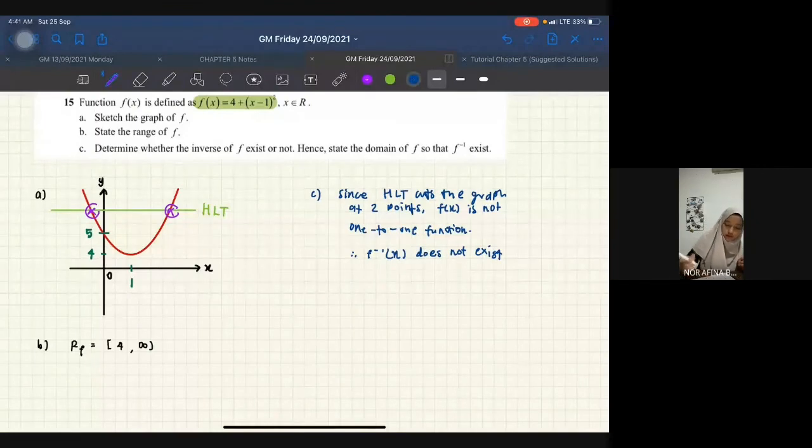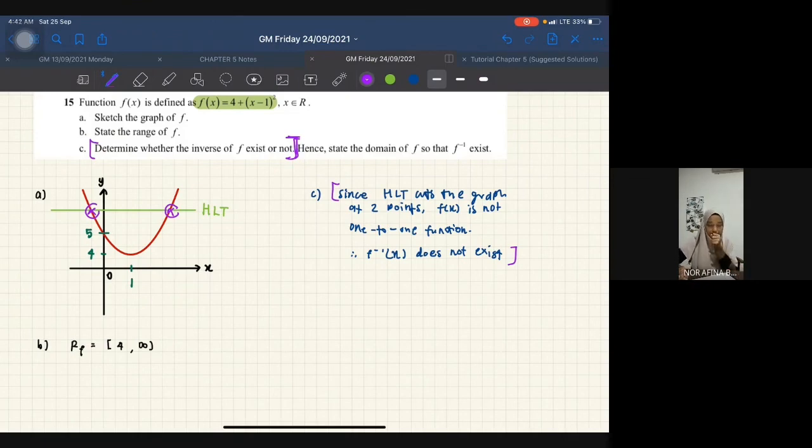Tapi kita tak settle lagi. So itu adalah sampai sini saja. Okay, so second part dia minta kita hence state the domain of F so that F inverse exists. Soalan ni dia nak juga kita cari macam mana cara kita nak bagi F inverse kita tu exist.